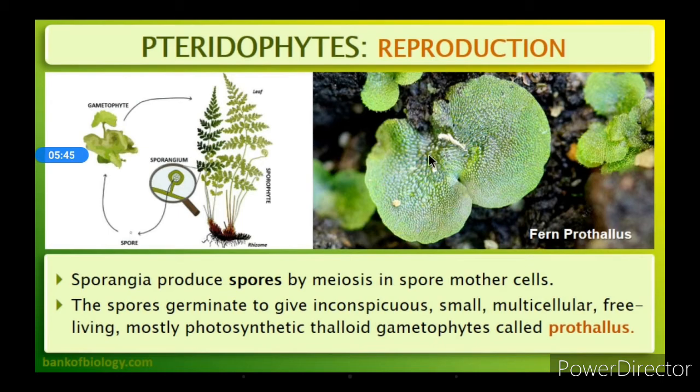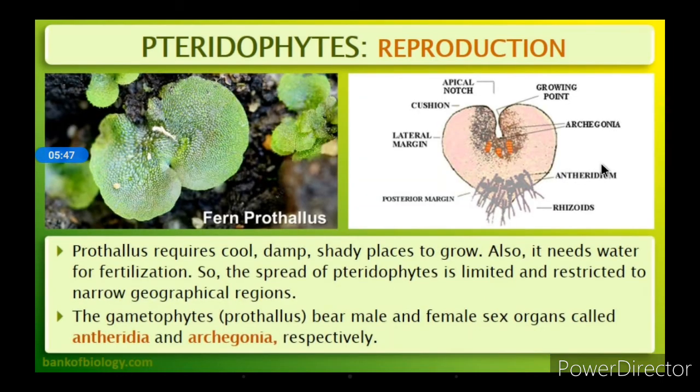Next we will discuss what happens to this. This is the prothallus, which requires cool, damp, shady places to grow. It needs water for fertilization also. This gametophyte, the prothallus, bears both male and female sex organs. What are the sex organs? The antheridia and the archegonia. So both male and female sex organs are present in this thalloid, and after that fertilization will happen.